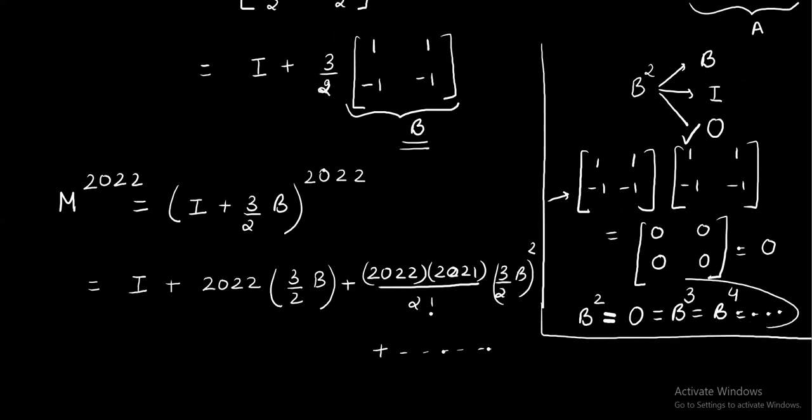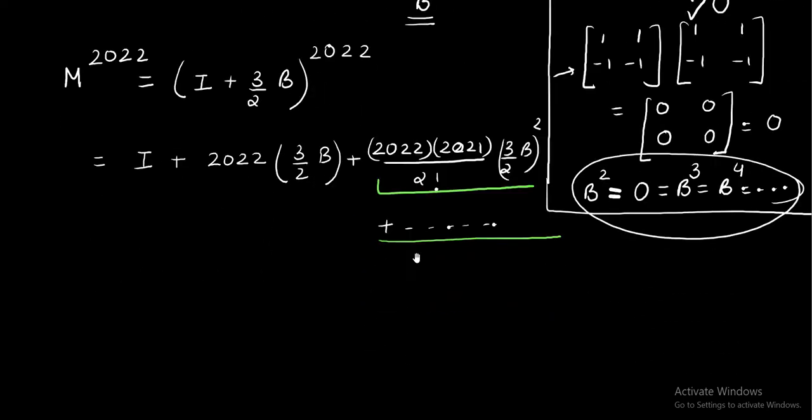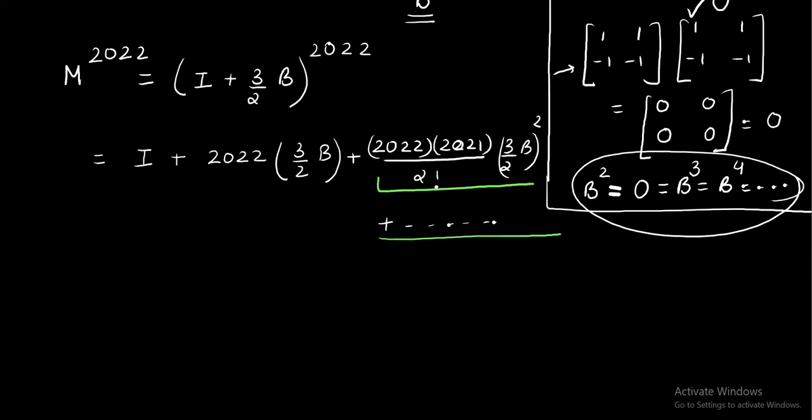But since we have just seen that all powers of B from B square onwards are turning out to be null matrix, I can say that all these terms till the last term are going to become a null matrix. So we need not go for the calculation of these terms. That means from the third term onwards, they all are becoming null matrix. Fine. Then let us find out what is matrix M power 2022.